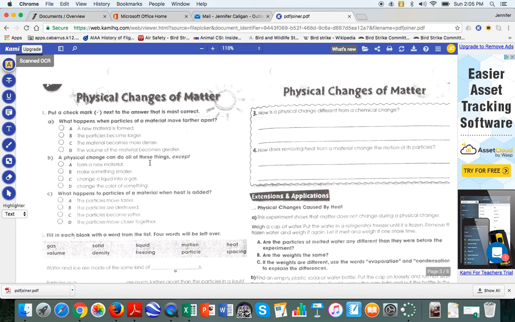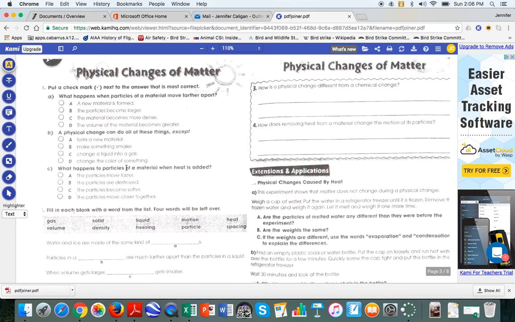For D. A physical change can do all of these things except, so we have form a new material. So a physical change can't do that because that's a chemical change. So let's look at our other ones. Make something smaller, change a liquid to a gas, change the color of something. So all three of these things are physical changes. So your correct answer there that doesn't fit is forms a new material.